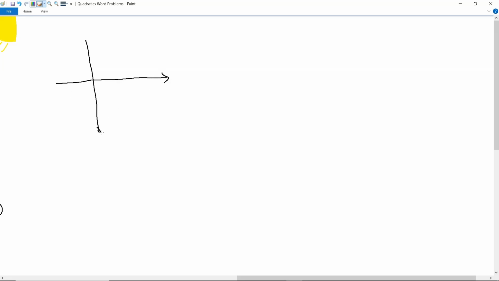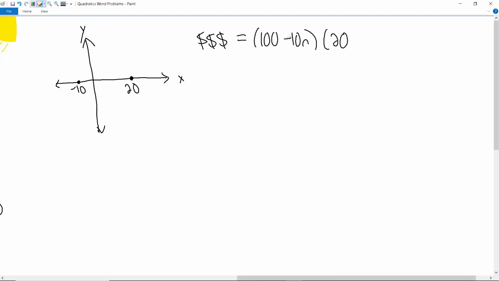So I'm just going to quickly label my graph. So all we know right now is that we have zeros or x-intercepts at -10 and 20, because this is our x-axis and this is our y-axis. But we're looking for maximum revenue, so what we actually need is the vertex of this quadratic. So let me write out my equation again. This should be a plus, this should be a minus.